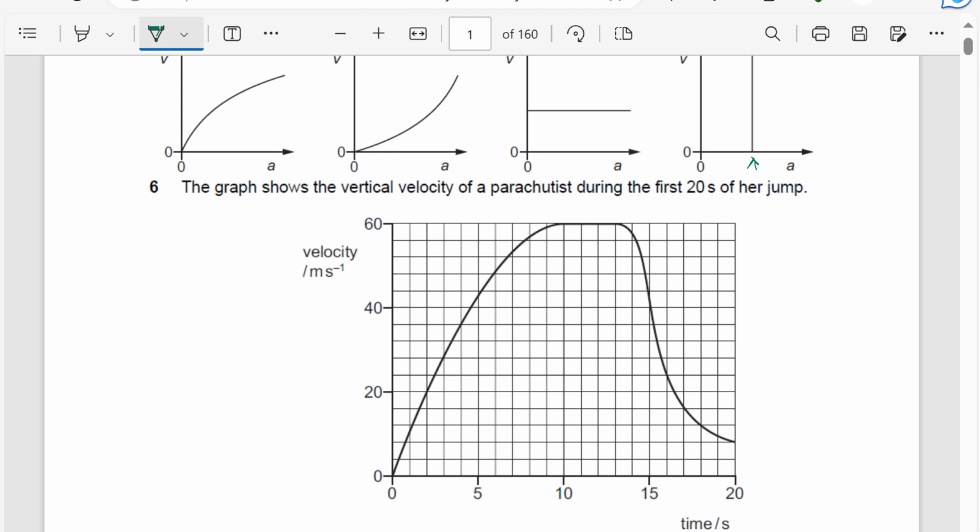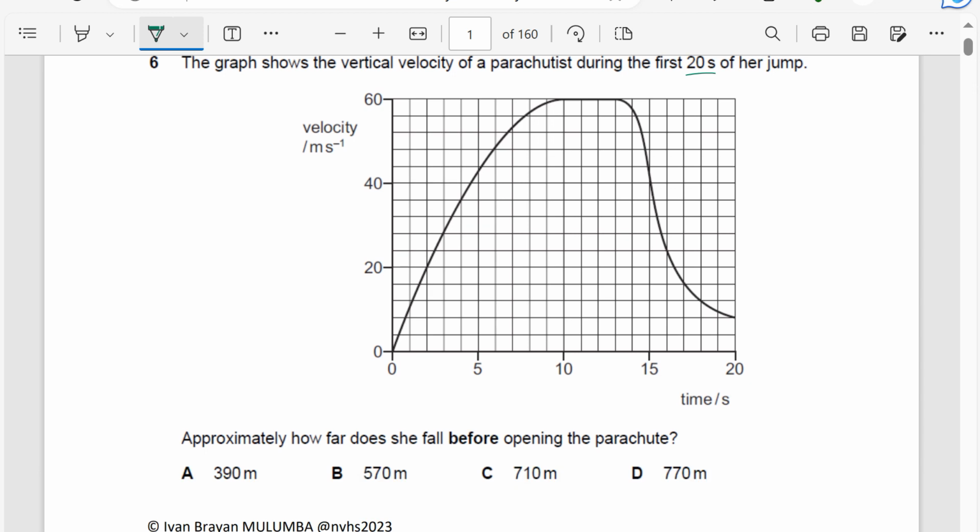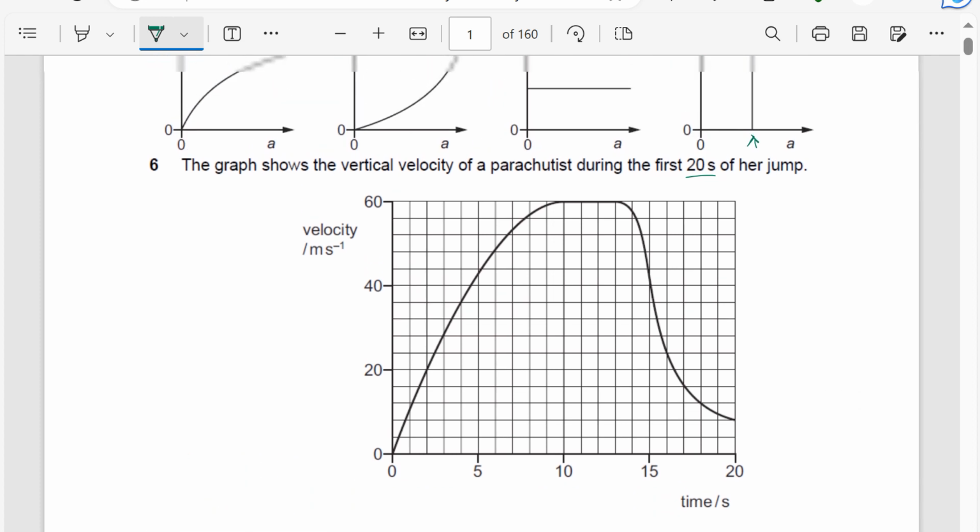The graph shows the vertical velocity of a parachutist during the first 20 seconds of her jump. Approximately how far does she fall before opening the parachute? When we look at the graph, of course, when deceleration starts, that's when the parachute has been opened. So from 0 to around 10, that was an acceleration. Then after 10, the velocity remained constant. That means maybe she has reached terminal velocity. Then at around this point here, the parachute is opened because we see that the velocity is decreasing, so there is a deceleration there. So I think this is 13.